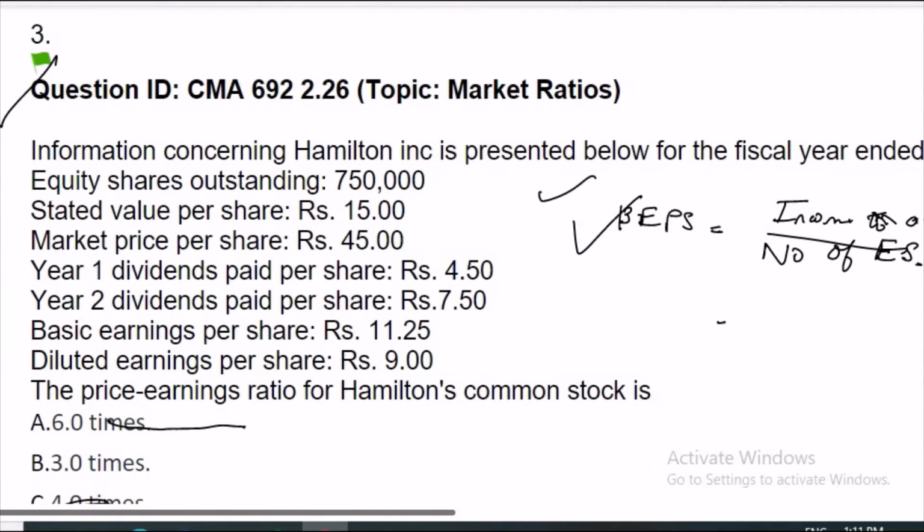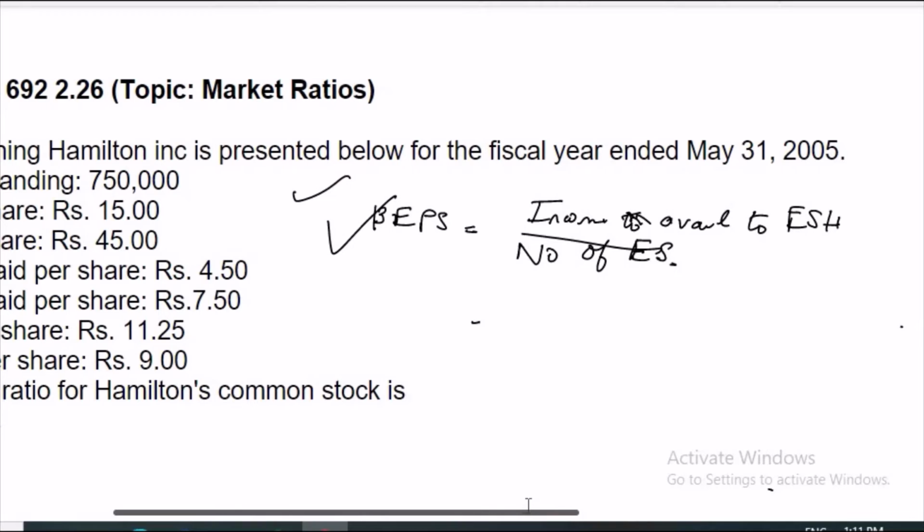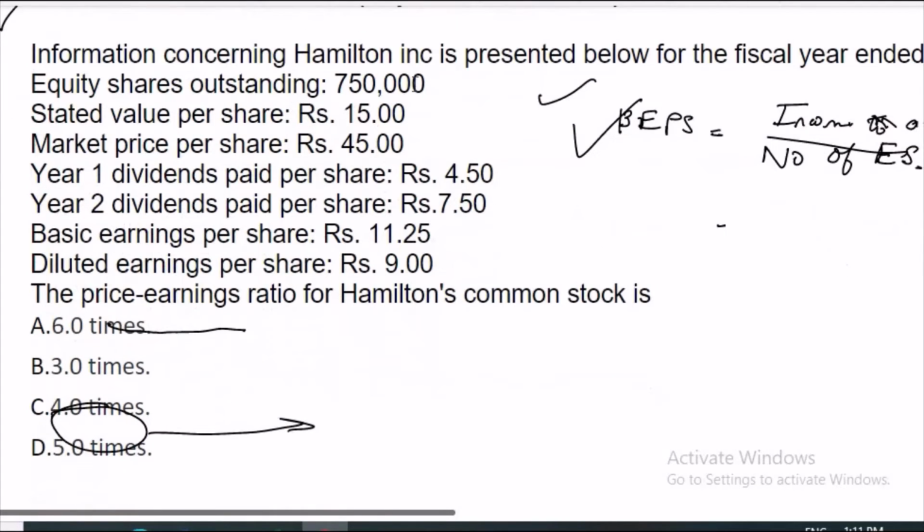Next, price earning ratio. Information concerning the company is presented below for the financial year ended May 31st, 2005. Equity share 7,050, face value is 50 rupees per share. Market price per share is rupees 45. First dividend per share is 4.50. Second dividend paid per share is rupees 7.50. Basic earning per share is 11.25 and diluted earning per share is rupees 9.